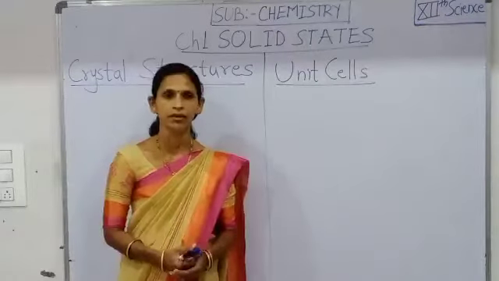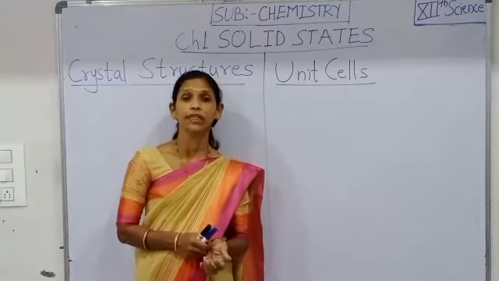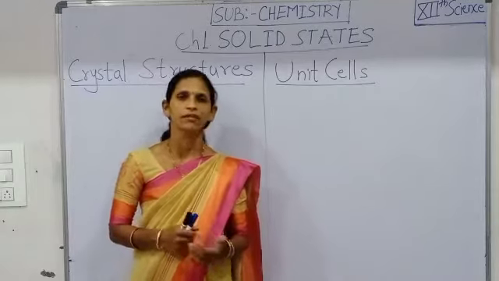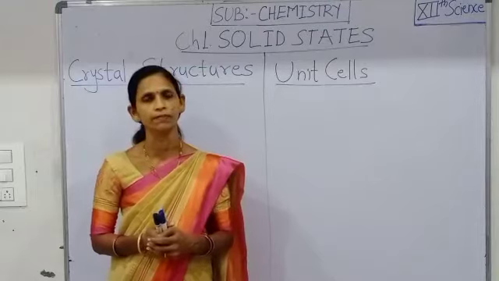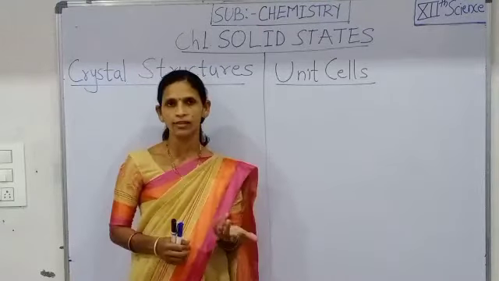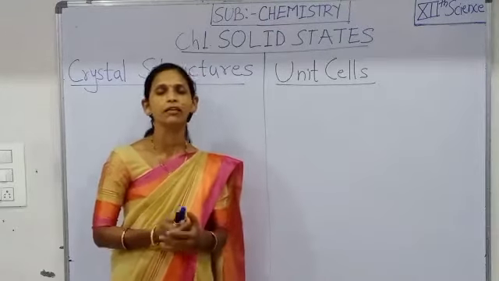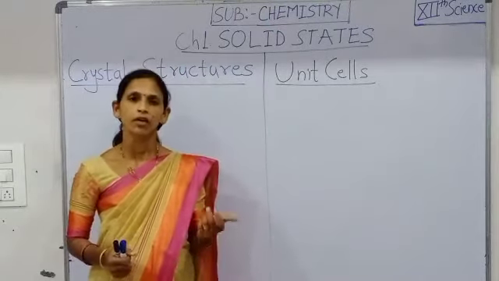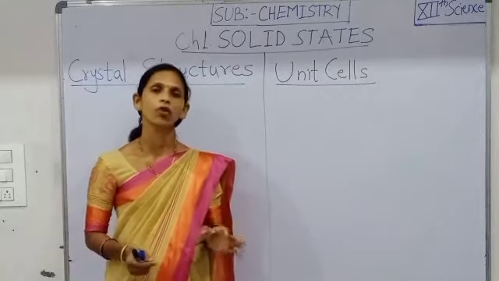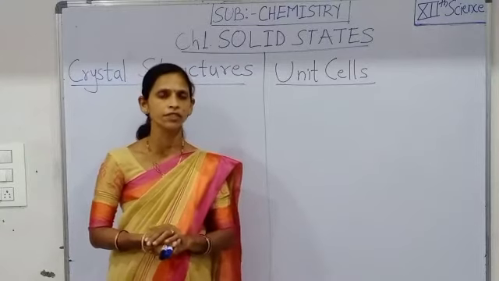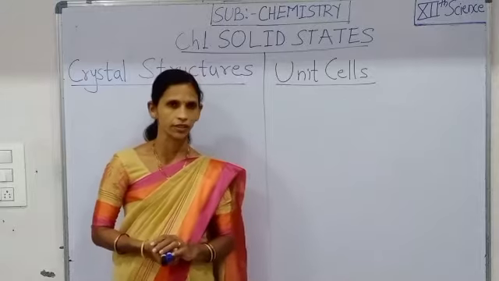Hello students, in the previous lecture we studied the types of crystalline substances: molecular crystals, ionic crystals, metallic crystals, and covalent or network crystals, and we discussed the properties of those crystalline substances.